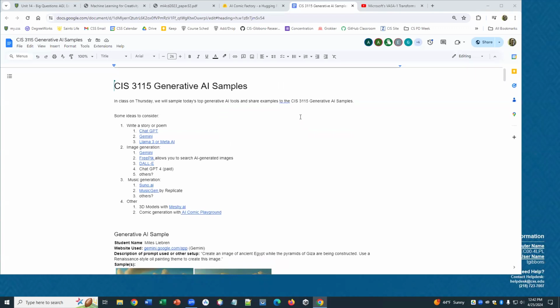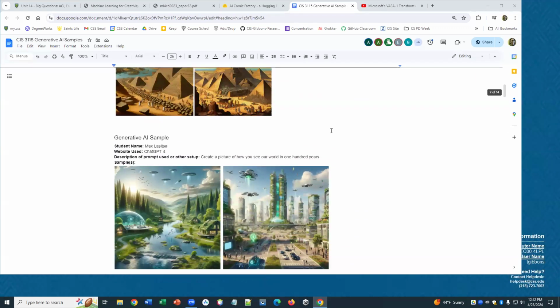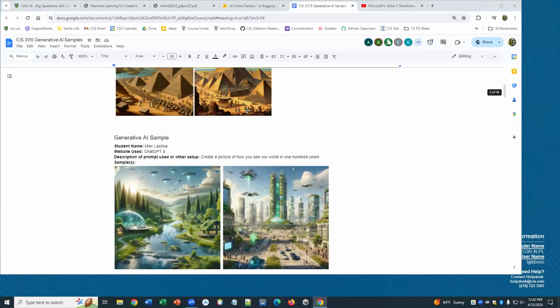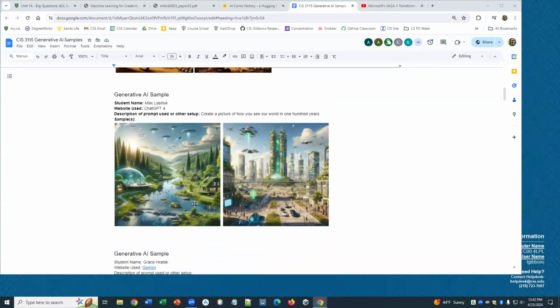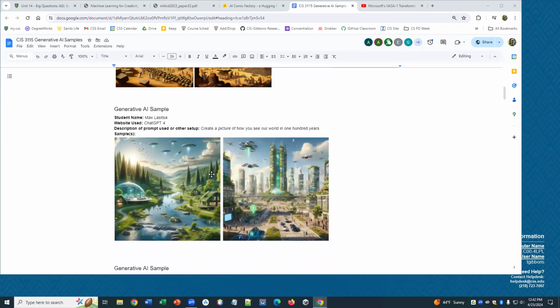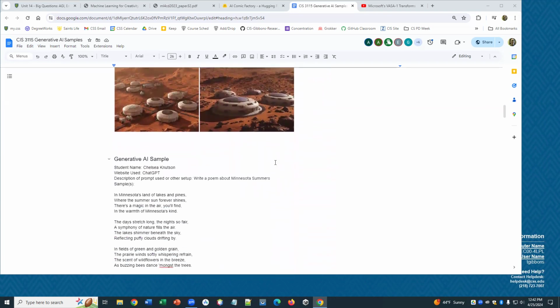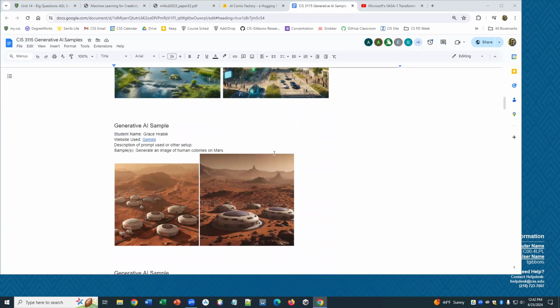We've been posting these to our samples area. Max and Miles posted some early pictures here, like creating a picture of how the world will look in 100 years, colonizing Mars. Grace, how did you like that? Did you like those pictures? They're both very similar.